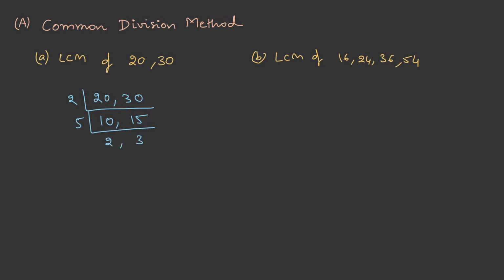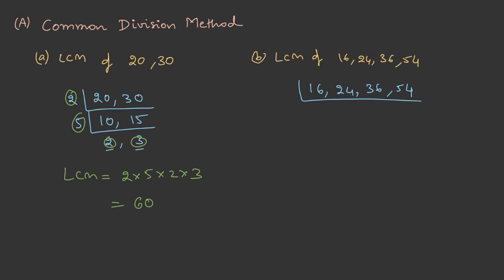Keep on dividing till you get the prime numbers. So here we got the prime numbers 2 and 3. From this we can write the LCM as 2 into 5 into 2 into 3. That is multiplication of these numbers. So this is 60. Let's try one more. Here we have 16, 24, 36 and 54. So let's divide with prime numbers.